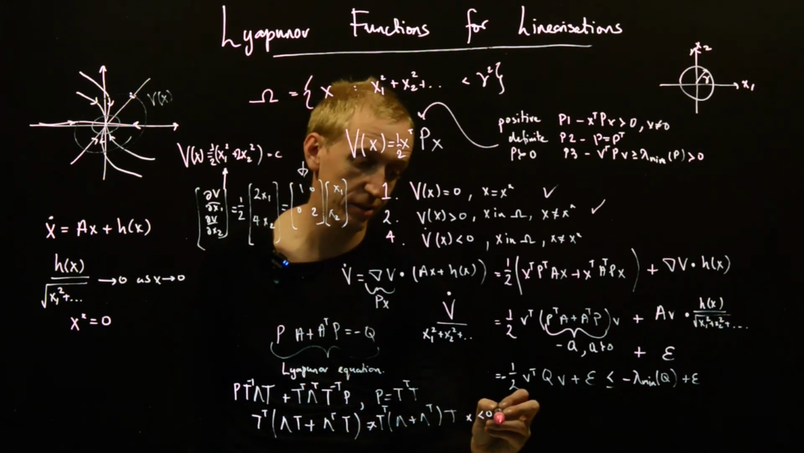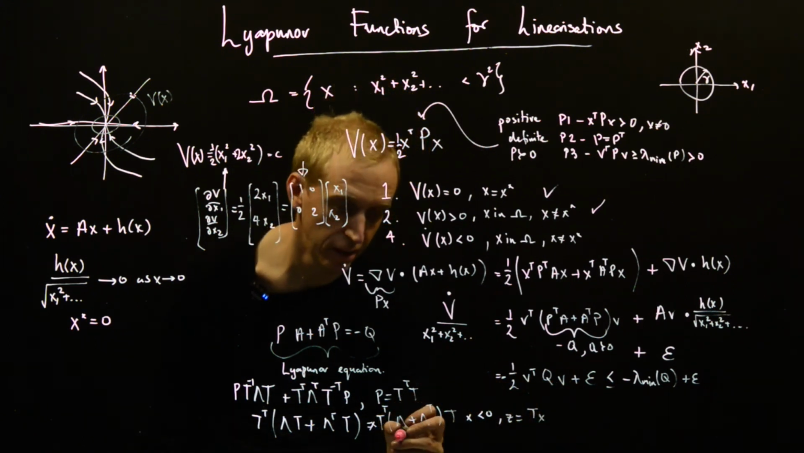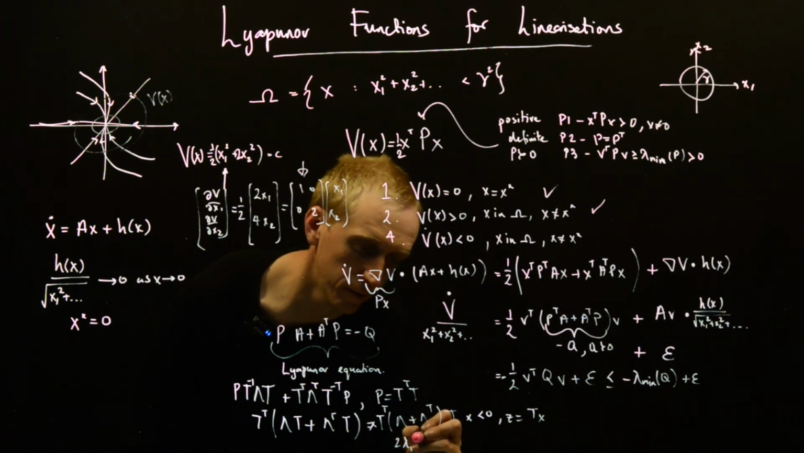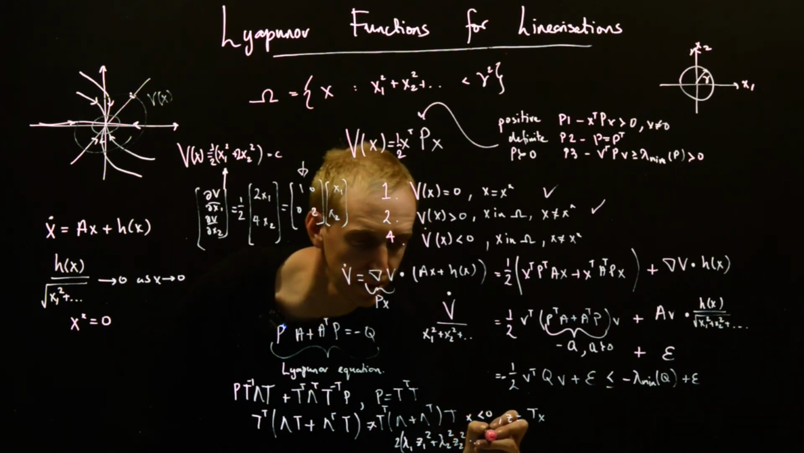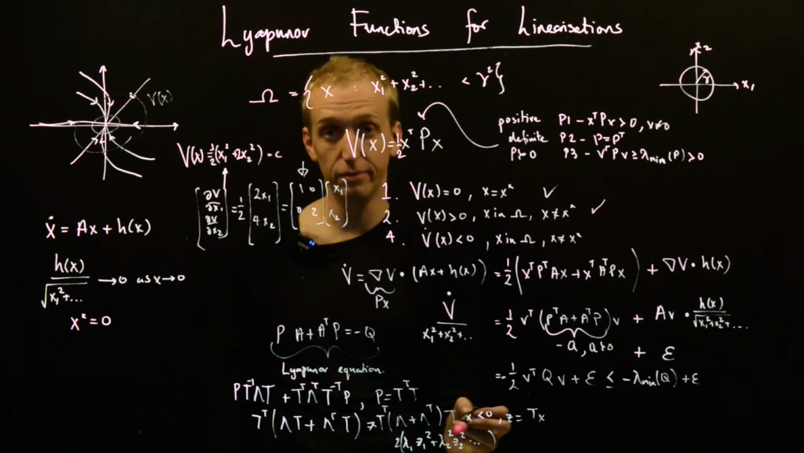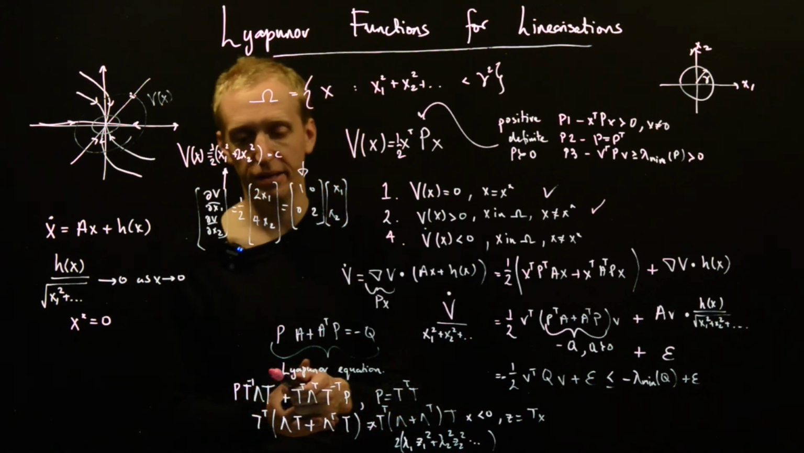And now I just set Z equal to Tx. And this becomes 2 lambda 1 Z1 squared plus lambda 2 Z2 squared, and so on. And now you see that as long as all of the eigenvalues are negative, then this quantity here will be negative.